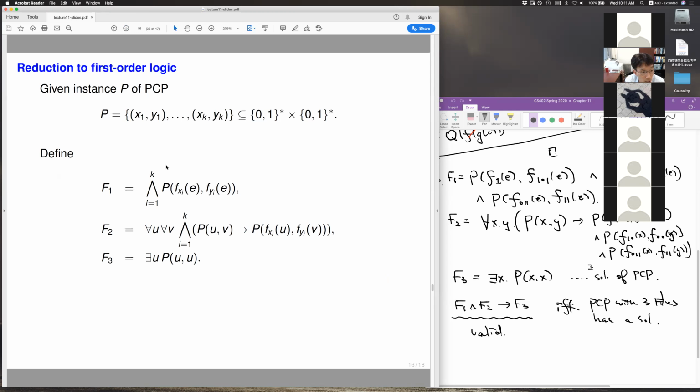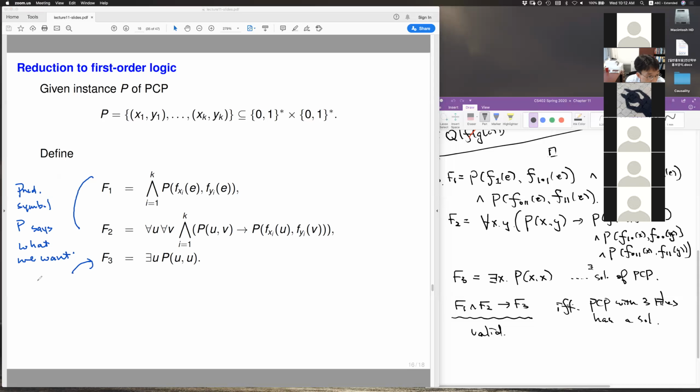So F1 and F2 together describe the predicate symbol P. There are two P's, so it's a bit confusing, but the predicate symbol P says what we want. F1 is about the base case, F2 is about the inductive case. F3 says PCP has a solution.